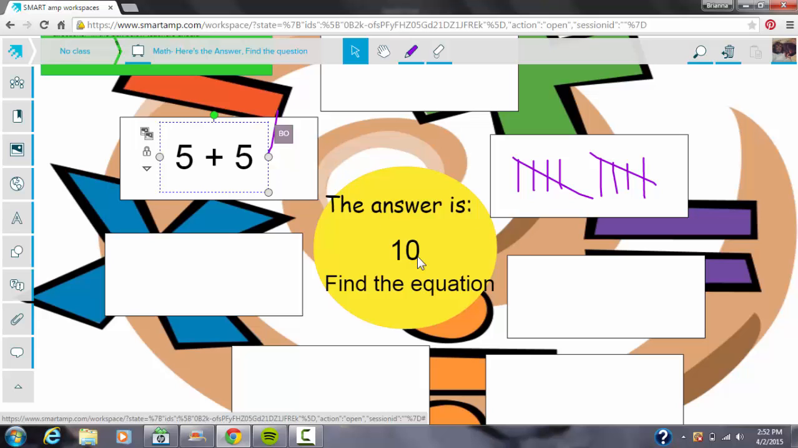So this is a really quick way to assess students. I use it as an exit ticket or when I have a few extra minutes, and hopefully you find it helpful in your classroom.